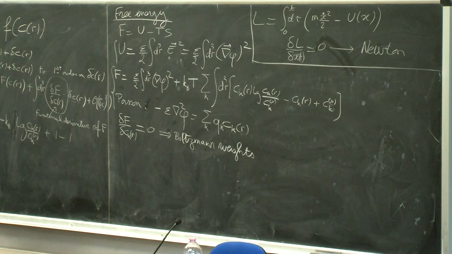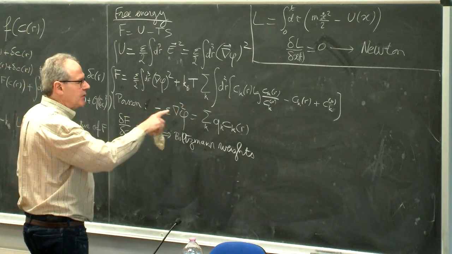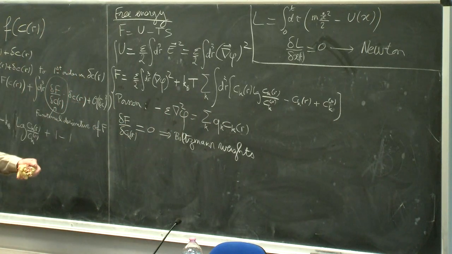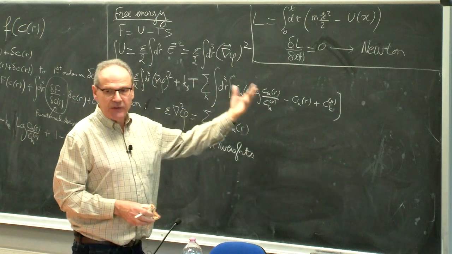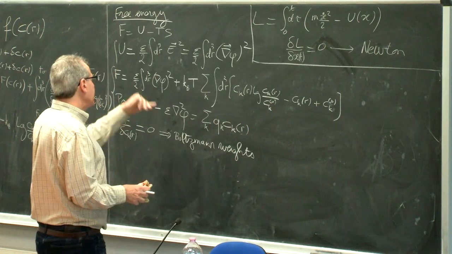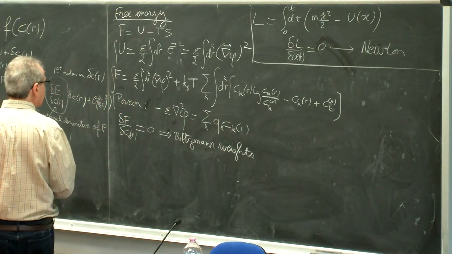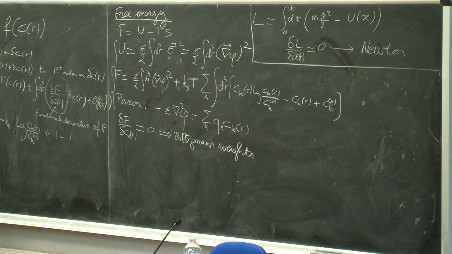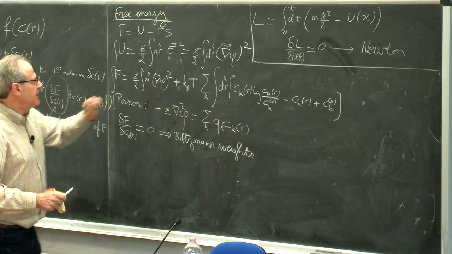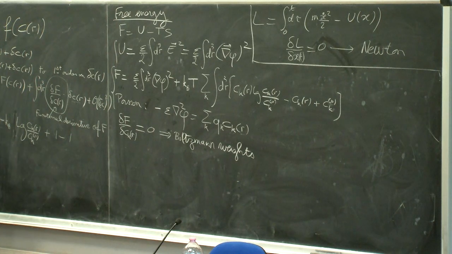Okay, so if I look here, there are two terms to take a derivative of. If I want to see what is the best ck, how the concentration of ions will adjust in order to minimize the free energy, I have two terms to consider. One is this one, and the other one is this one.